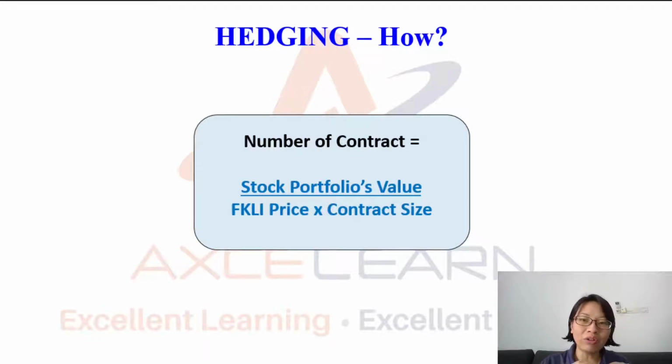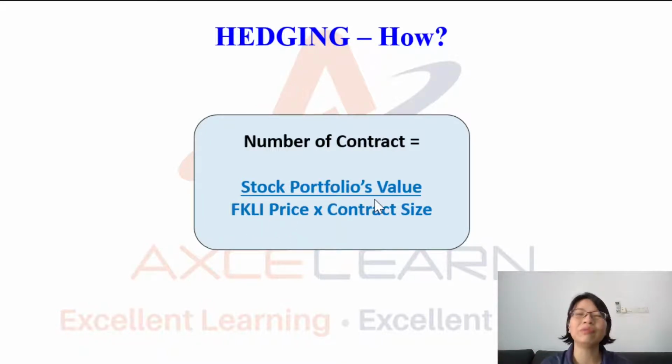If we look into it, the top part is the whole stock portfolio value. Remember the first slide that I showed you? Let's say, for example, you have many stocks, then you take your stock price times your number of shares, then you add the value of each individual stock. That is your whole stock portfolio value. Then you divide by your FKLI price.